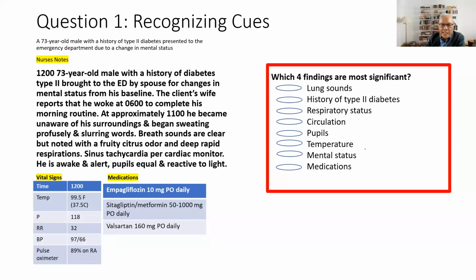Which four findings are most significant? So let's see, could you type your responses, what you think are the four most critical or most significant findings? So we're only looking for four.